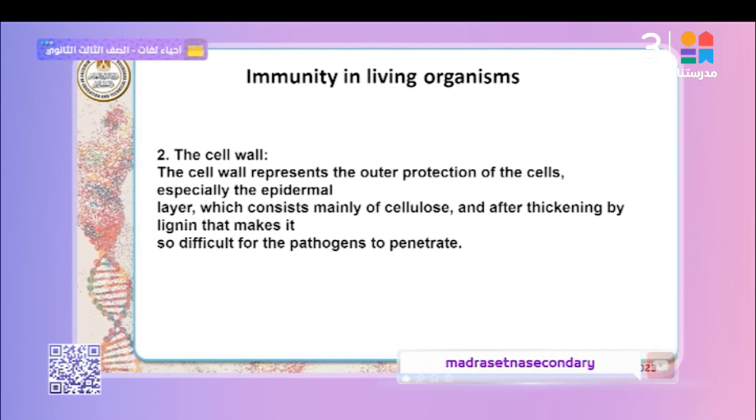This is considered a pre-existing structural defense, found whether the plant is infected or non-infected, in a healthy plant and an infected plant. It's called natural barriers, pre-existing structural defense. There is a difference between pre-existing structural defense and induced structural defense, which is induced as the result of the invasion of the microbe and the pathogens.